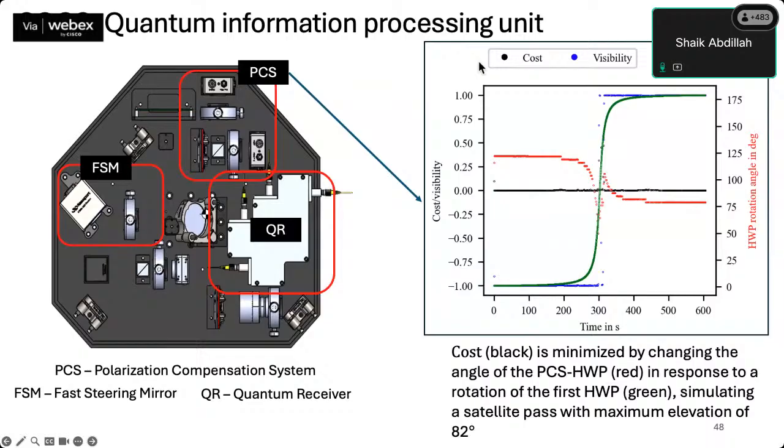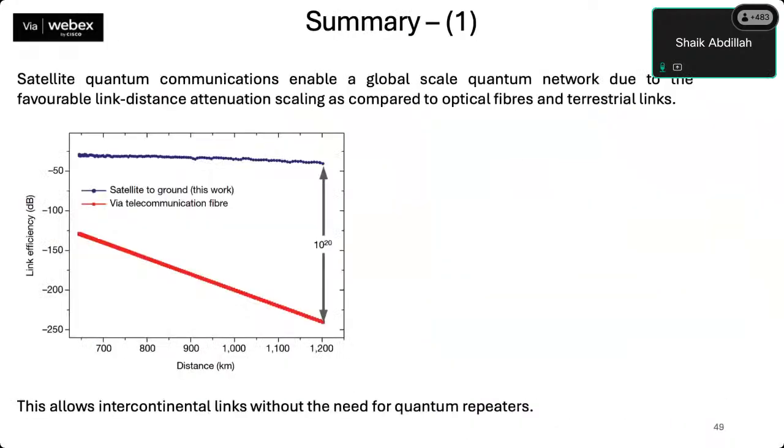Our satellite will be launched hopefully in November of this year, and we can start the integration tests from there. Before I end off, I just want to summarize everything that we have learned before we move on to Q&A. The main thesis of this talk is that satellite quantum communications have more favorable scaling than optical fiber.